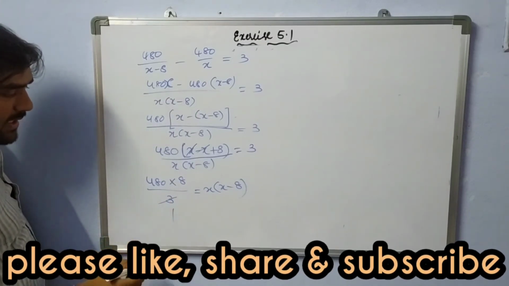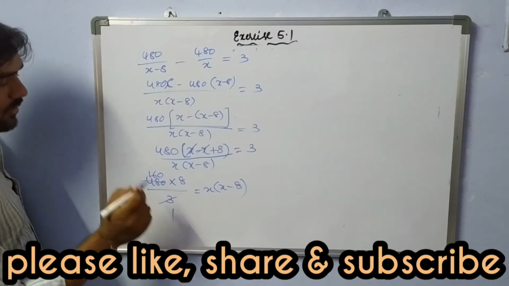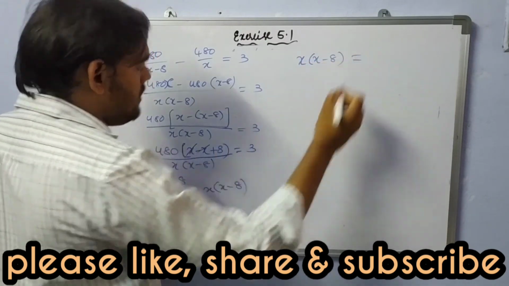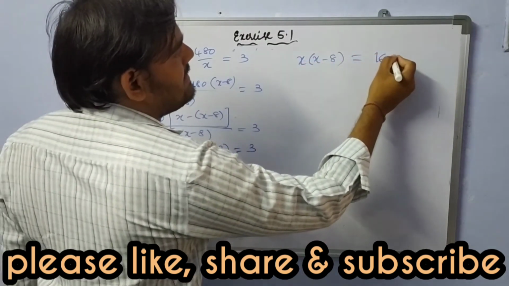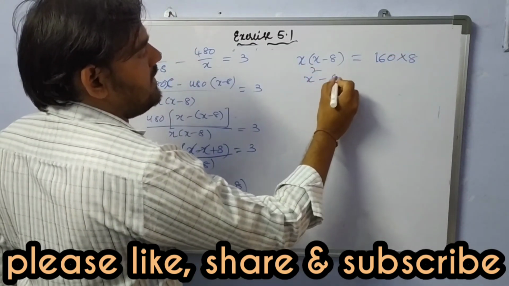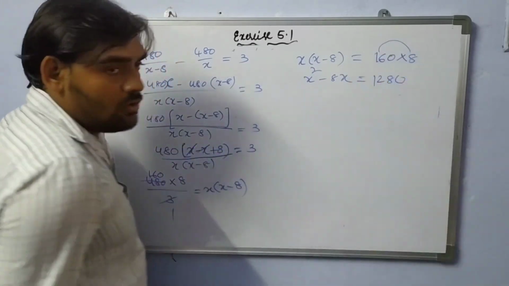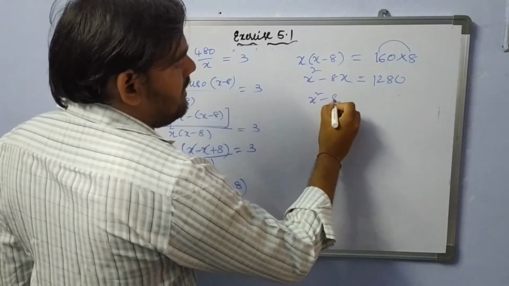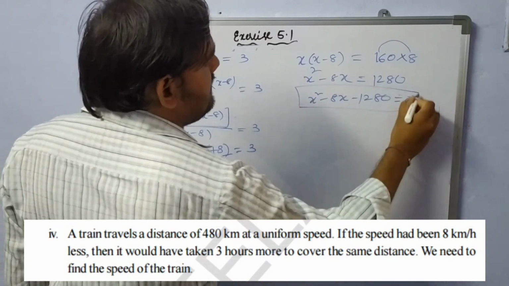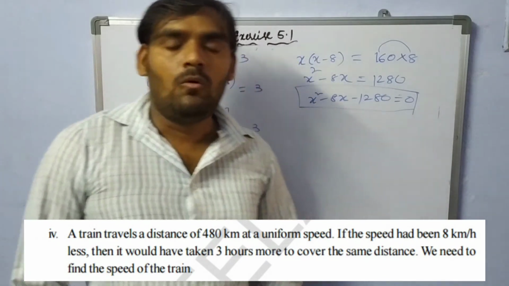Now cancel. 3 ones are 3, 3 fours are 12, that means 160. Okay. See here, x into x minus 8 is equal to 160 into 8. So x square minus 8x is equal to 1280, 16 eights are 128, and keep the 0. Now x square minus 8x minus 1280 is equal to 0. This is the quadratic equation where x is the speed of the train. Okay, thank you.